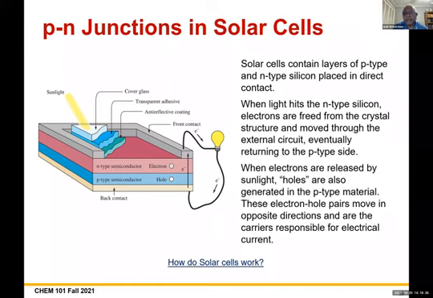When electrons are released by sunlight, holes are also generated in the p-type material. These electron-hole pairs move in opposite directions and are the carriers responsible for electrical current. So holes, you can call it the flow of holes, positive. Positive current is from the positive end to the negative end, that's holes.